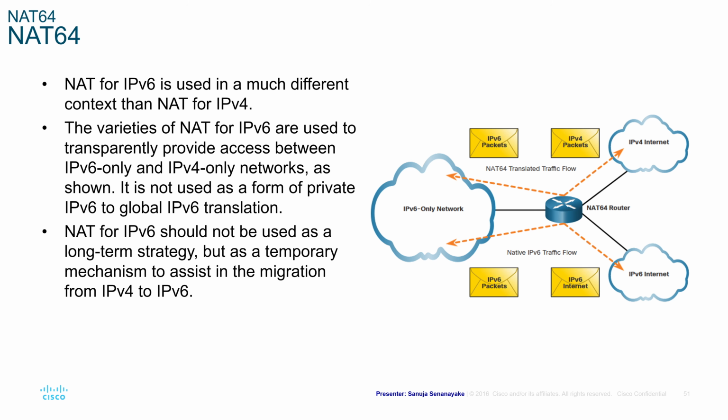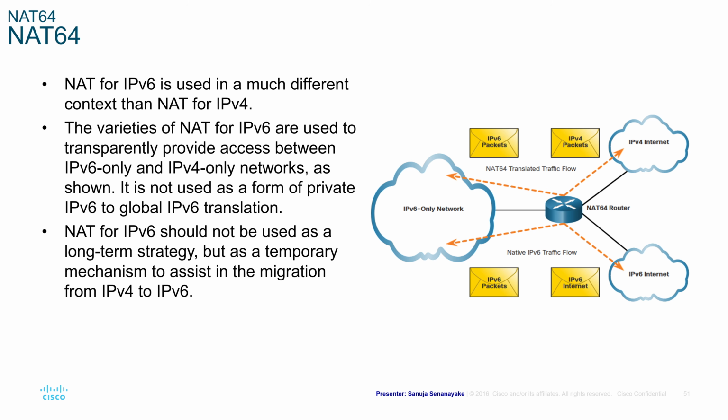The varieties of NAT for IPv6 are used to transparently provide access between IPv6-only and IPv4-only networks, as shown on the right-hand side in this figure. If you look at it, it is not used as a form of private IPv6 to global IPv6 translation, but to make communication between IPv4-only devices and IPv6-only devices possible. That's the primary purpose of NAT64.